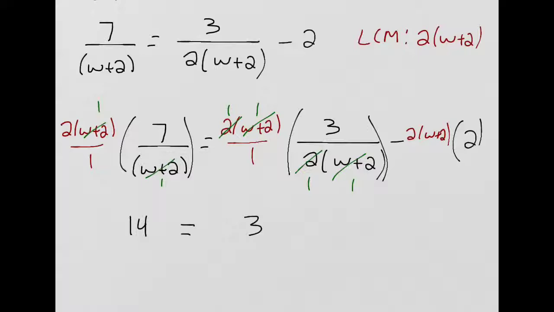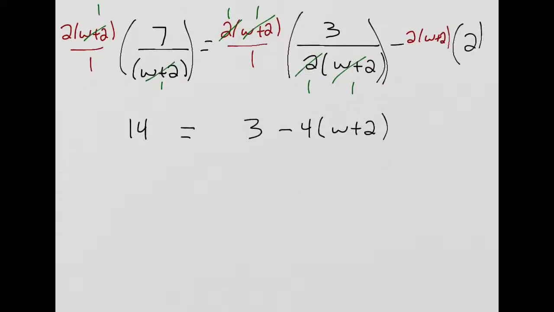When I look at the second term on the right-hand side, you'll notice that I have 2 times w plus 2 times 2. So we can multiply those numbers first, commutative and associative properties of multiplication. So if I do that, 2 times 2 is 4, and then remember we have this minus sign in front. So I'm going to have minus 4, and then I still need to multiply that by the w plus 2.